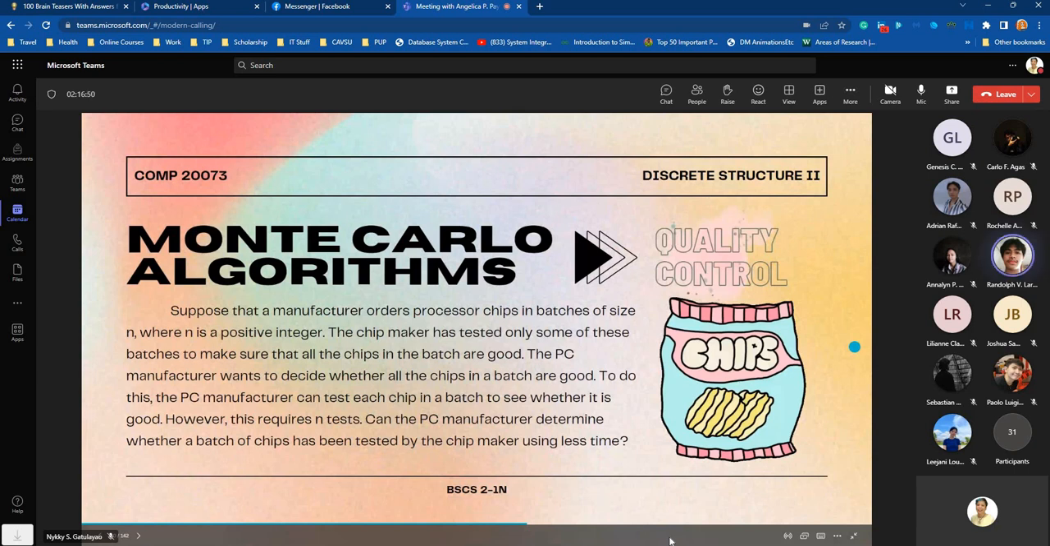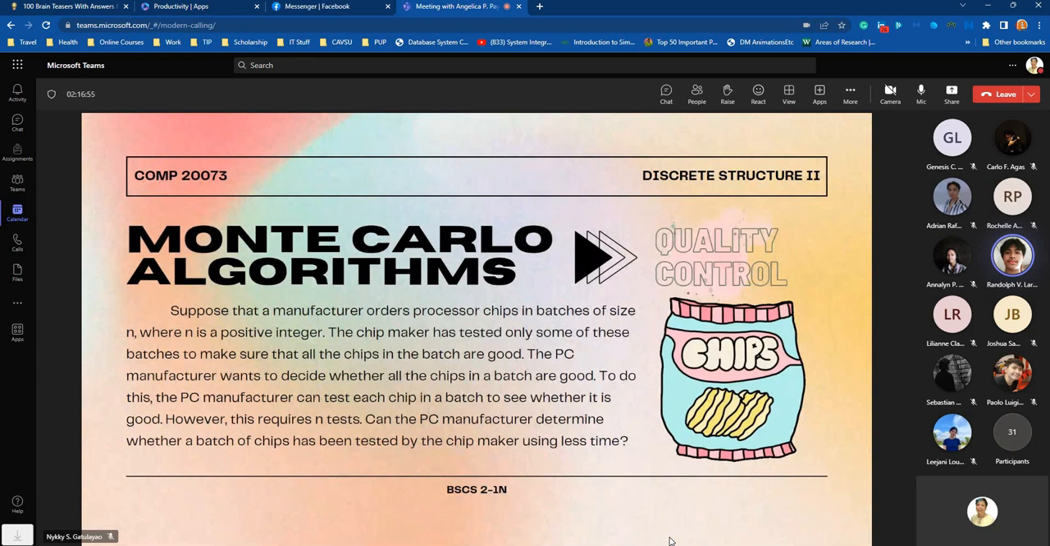So, sa quality control muna tayo. So, for example, suppose that a manufacturer orders processor chips in batches of size n, where n is a positive integer. The chip maker has tested only some of these batches to make sure that all the chips in the batch are good. The PC manufacturer wants to decide whether all the chips in a batch are good. To do this, the PC manufacturer can test each chip in a batch to see whether it is good. However, this requires n tests. Can the PC manufacturer determine whether a batch of chips has been tested by the chip maker using less time? So next slide.